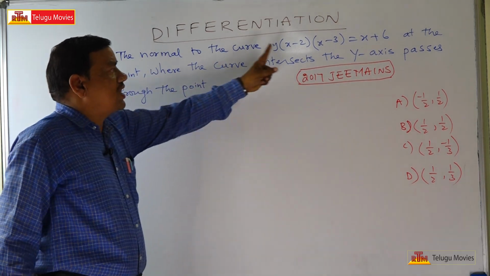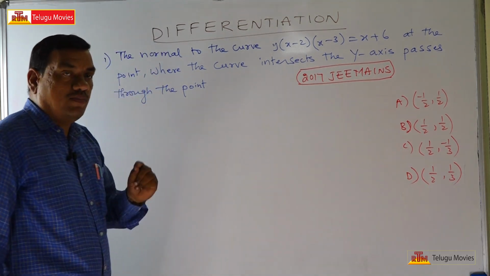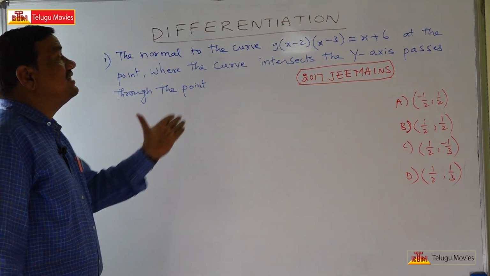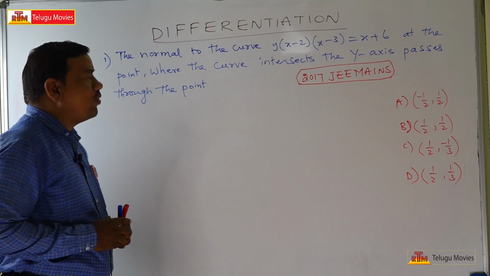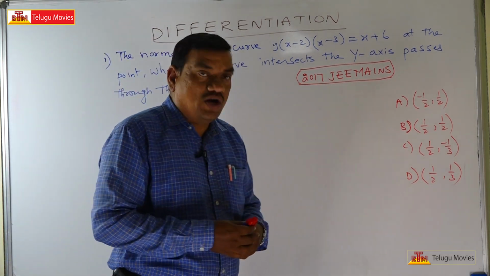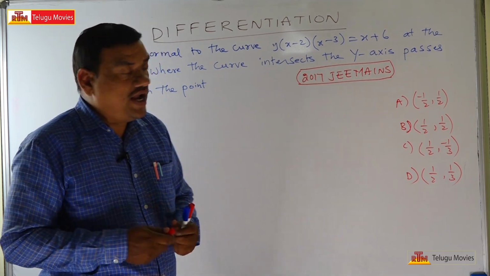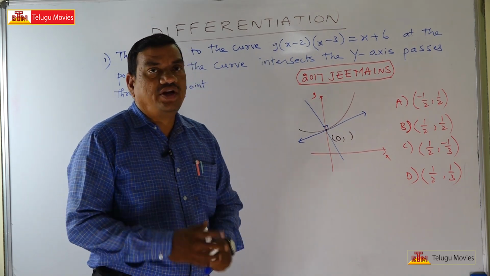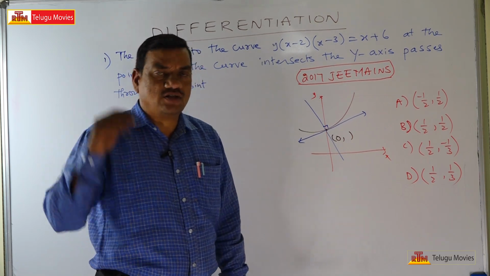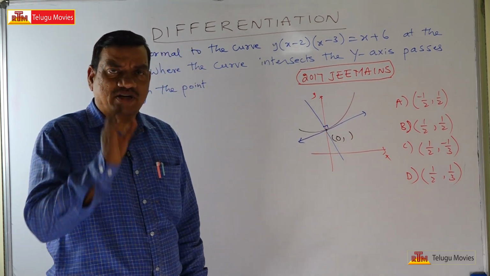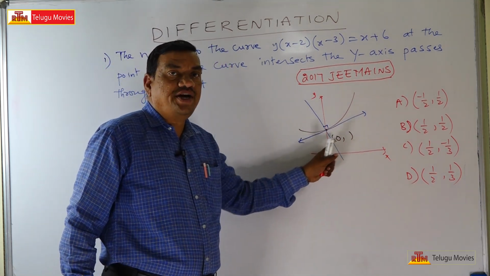The normal to the curve, one curve equation is given, at the point where the curve intersects the y-axis, passes through the point. One more thing I forgot to tell: wherever possible, draw a diagram. For the equation of any line we require two things: a point and a slope. Of course, 2 points are also okay, or the x-intercept and y-intercept. The best thing is a point and a slope. The point is readily available.